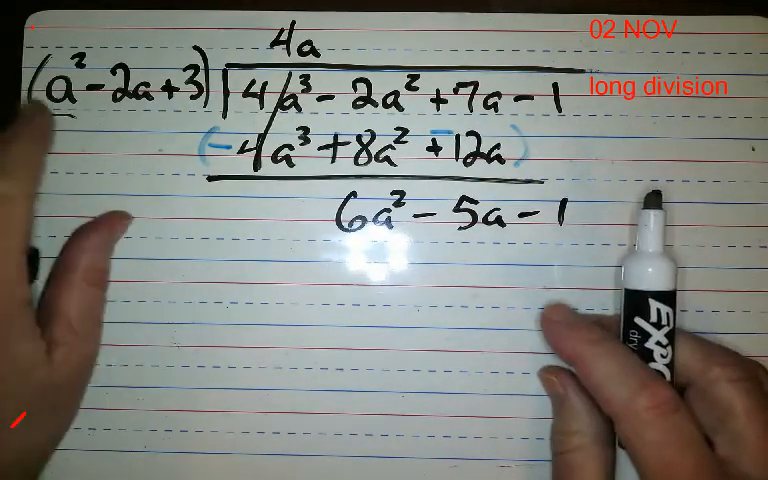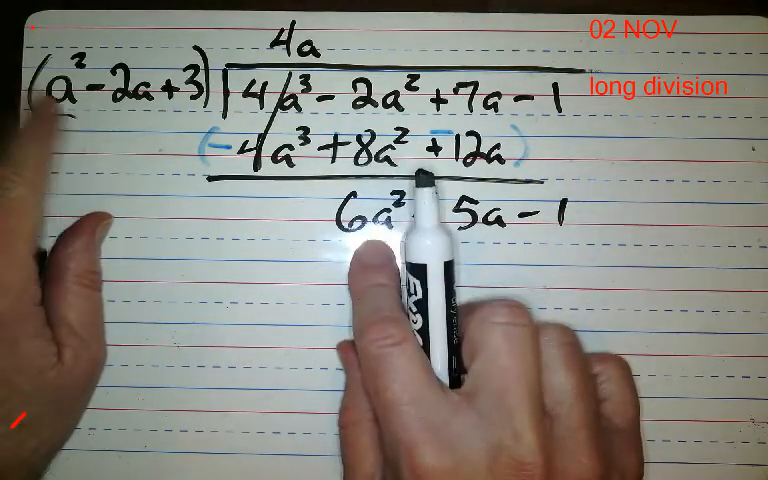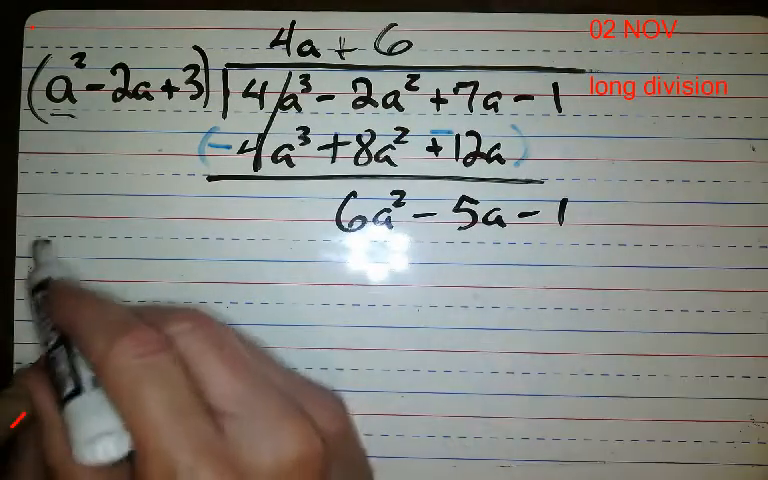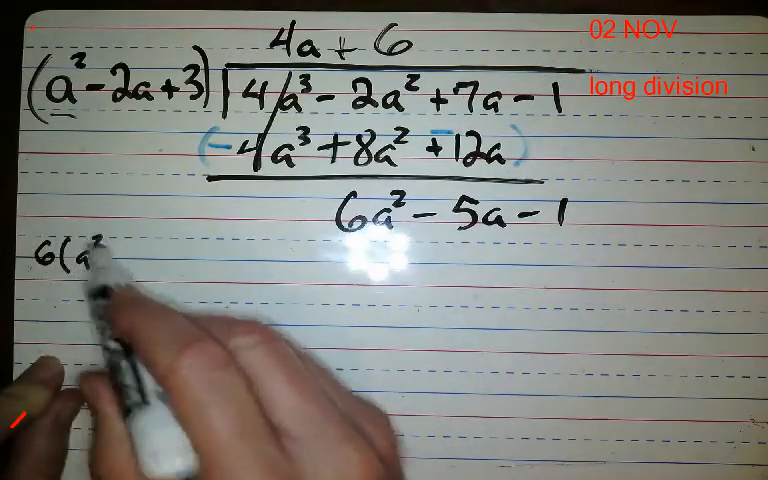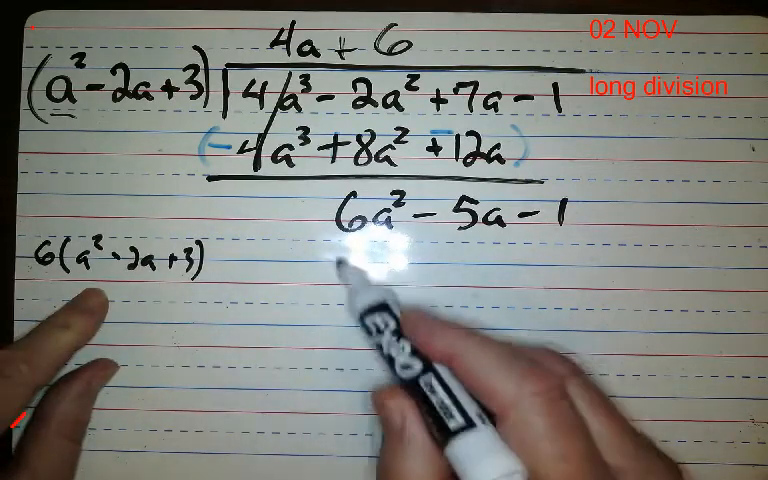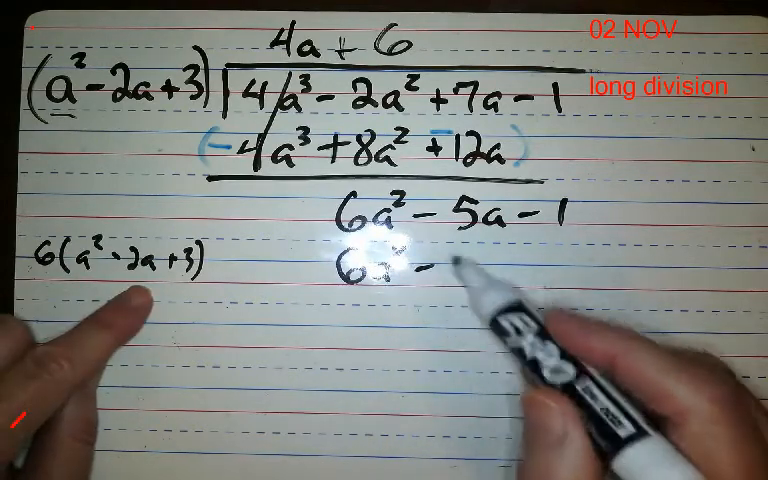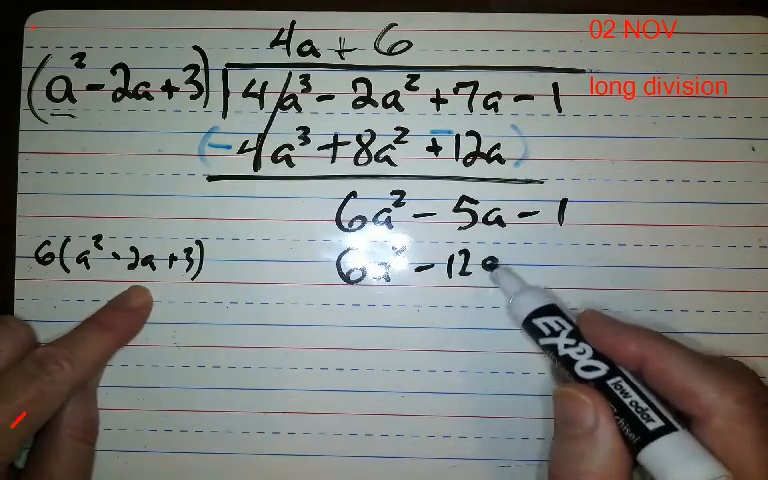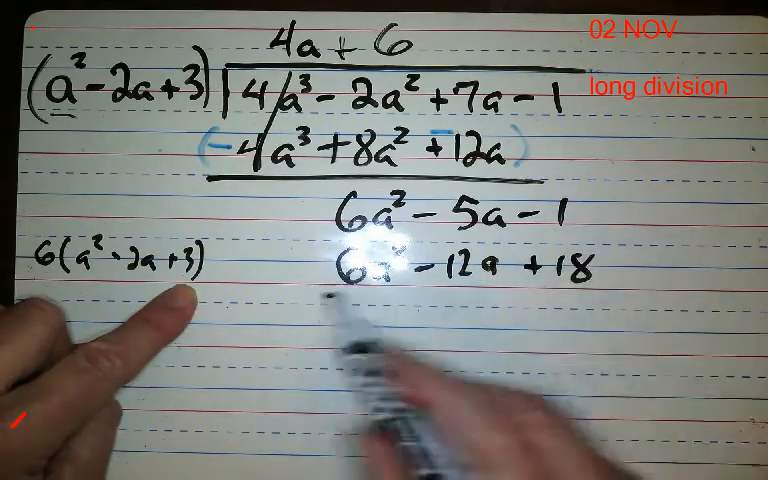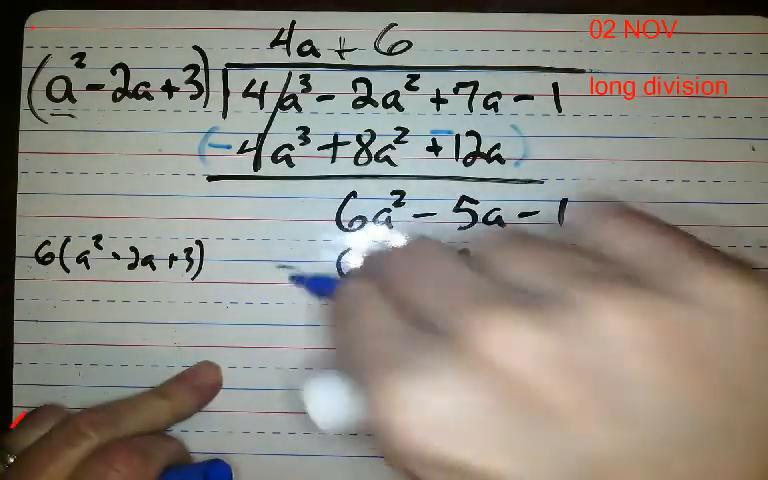Okay. What does the front number need to be to match this exact front number? Well, it just needs the 6. So I'm going to multiply by 6. So remember what I'm doing is I'm doing 6 times a squared minus 2a plus 3. So 6 times that would be 6a squared. 6 times that would be minus 12a. And 6 times that would be 18. We did it! Okay, we are subtracting.